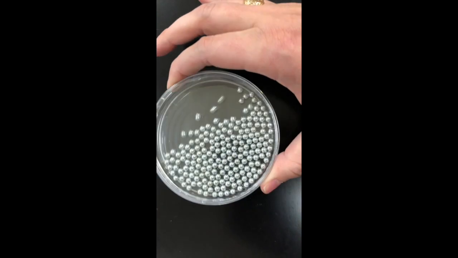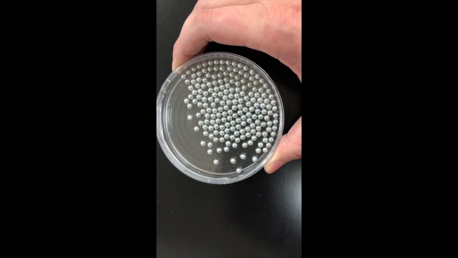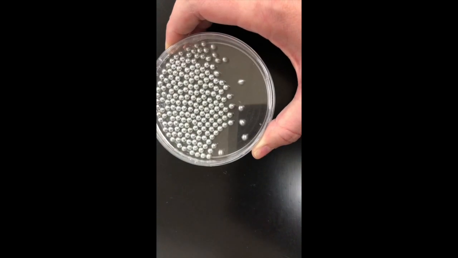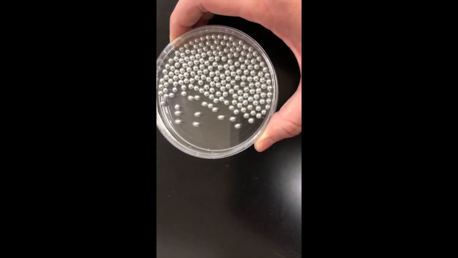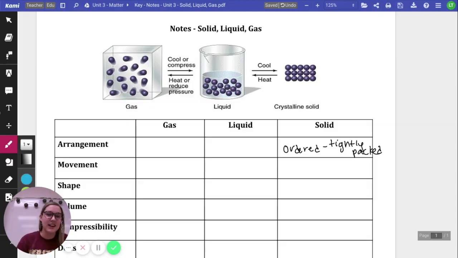Okay, so this is a representation of a liquid. As you can see, there's a lot more movement that can occur in our liquid. The molecules are able to move past each other, but they still are relatively tightly packed as well. And then liquids are much less ordered. In a liquid, the molecules are still relatively tightly packed, but they're able to slide past each other, which is how we get that flow in our liquid.